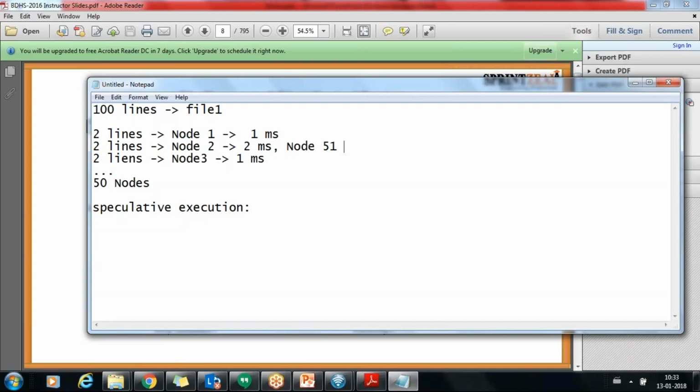If node number 51 gives me the result in 1 millisecond, that output will be considered and the slow one will be killed. So this is speculative execution. Hadoop internally takes care of speculating the average time required and which nodes are behaving slower than the average, and based on that it decides to start the same computation on another node as well. As a developer, you don't have to think about all of this. All you need to do is enable speculative execution. Once you enable it, it will take care. If you disable it, it will not do all of that.